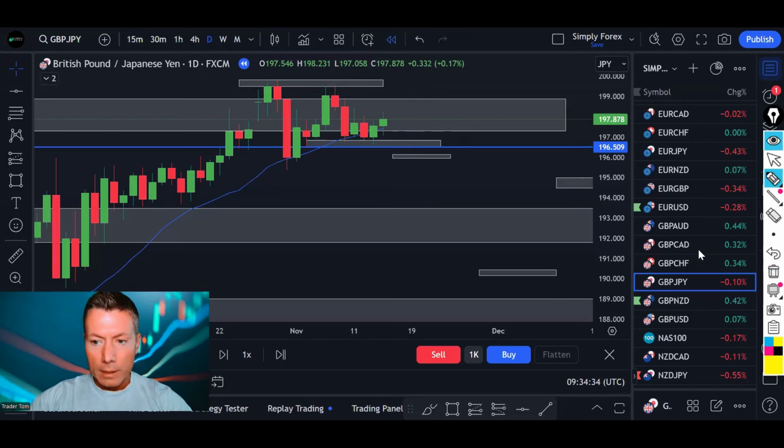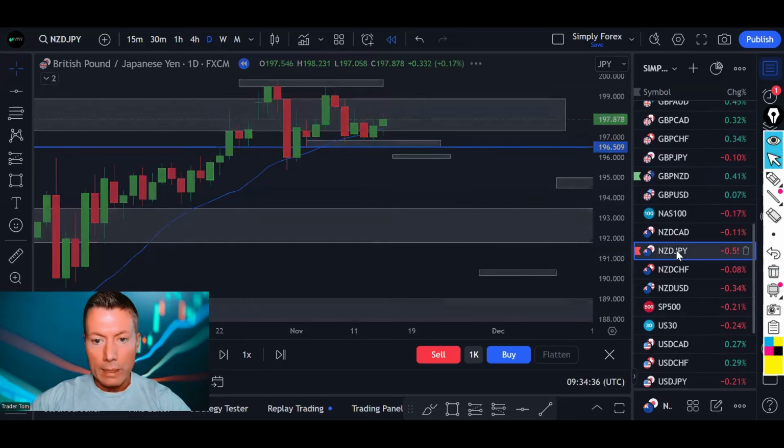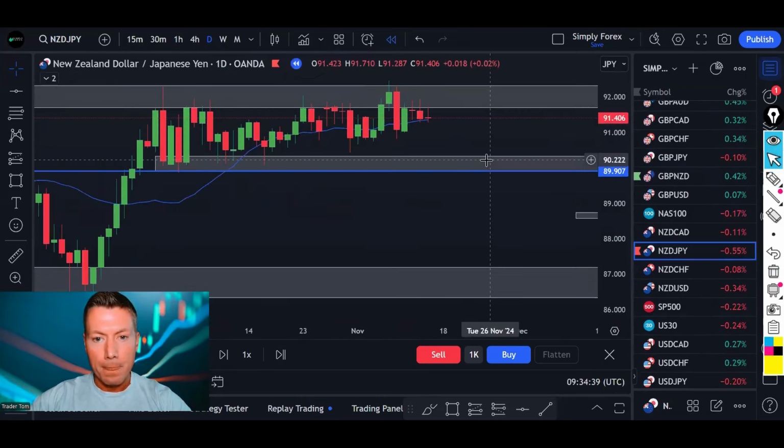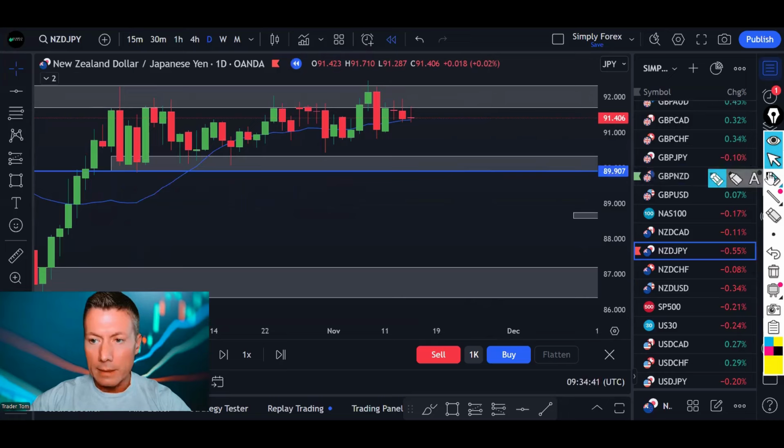Okay, so let's just carry it on through. New Zealand yen. Okay, it is in an uptrend, right? It is, but we're at a key resistance level, and these candles are quite bearish. So this is a bit of a contradiction on its own merit, okay?